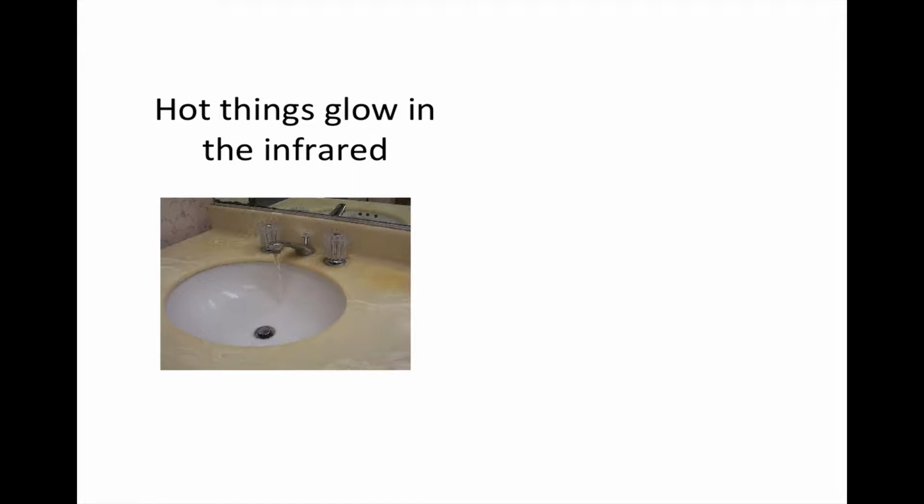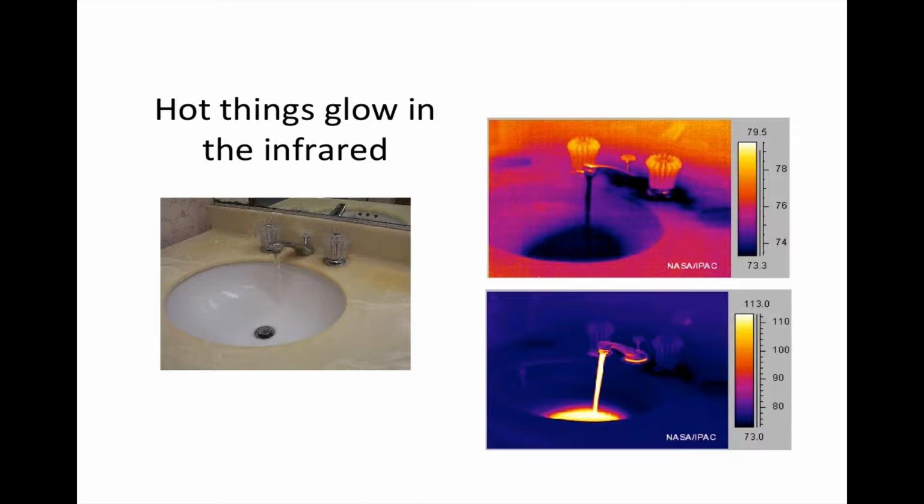Here I have a bathroom faucet that's running. There's pictures of it in the infrared. Which one of these has the cold water running and which one has the hot water running? The bottom one is the hot water. You can see that it's heating up the basin. The base of the faucet is warm. You can see that the cold water tap still has cold temperatures around the base of it. When the cold water is running, you can still see the base of the hot water temperature. The hot water spigot is still warm.